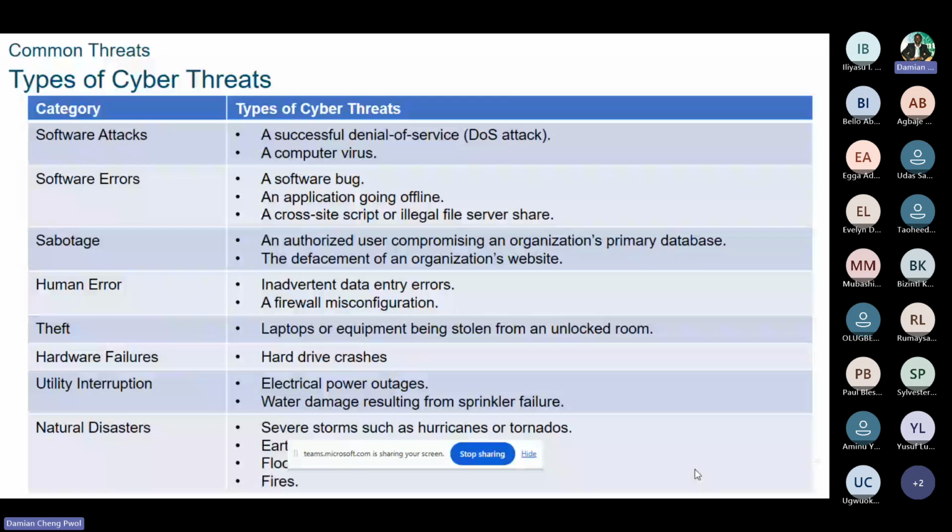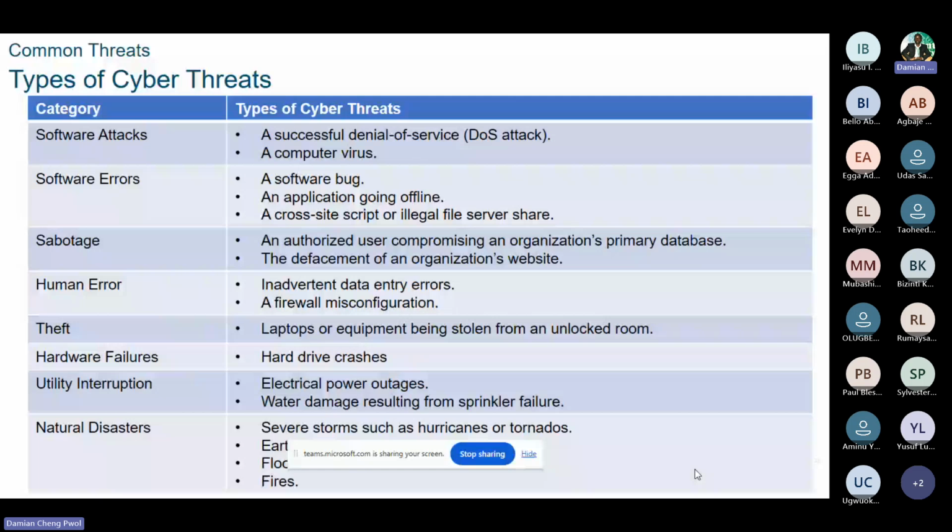So, types of cyber threats. You have software attacks. First of all, the types of cyber threats are categorized based on this: software attacks, software errors, sabotage, human error, thefts, hardware failures, utility interruption, natural disaster. So all these are types of cyber threats. If you look at the other side, it gives a little more information with respect to each of these categories.